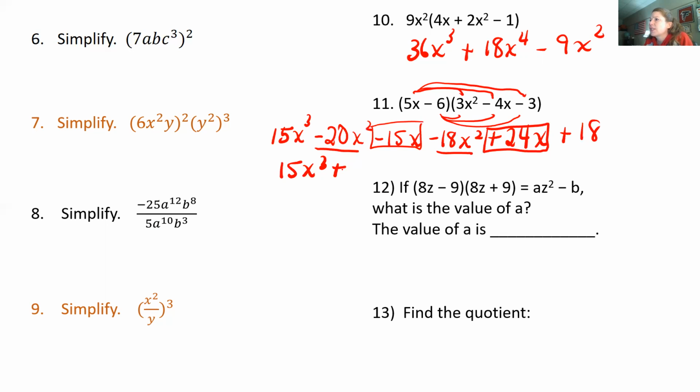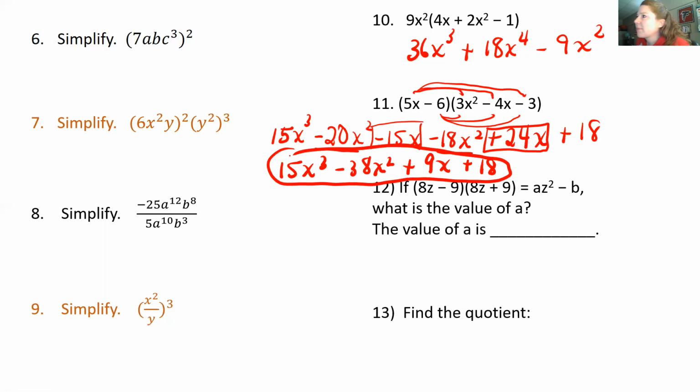Nope, just kidding. That's not right. That would be negative 38, right? So negative 38x squared plus 9x plus 18. Y'all check me now. If I'm wrong, let me know I'm wrong, okay?